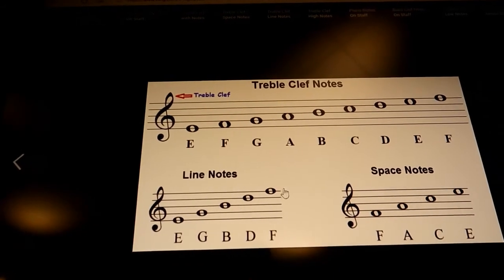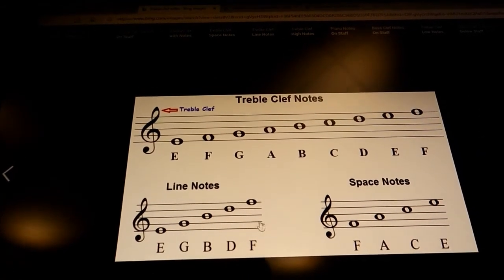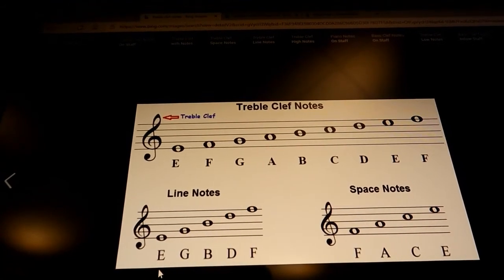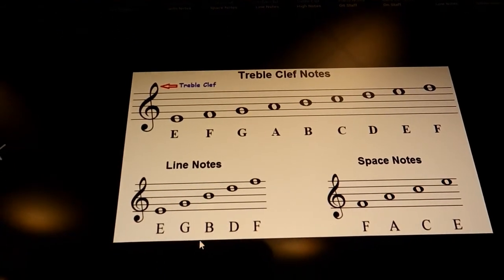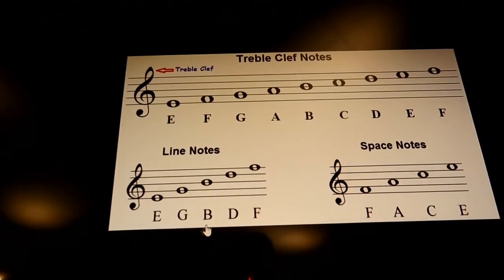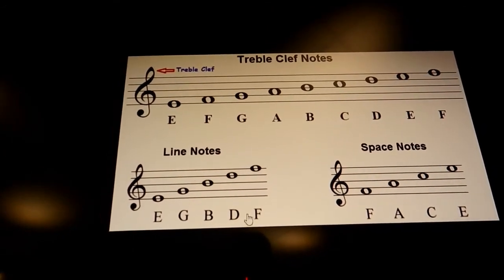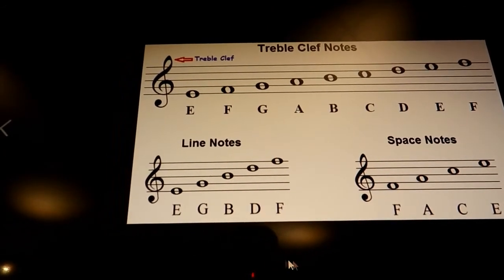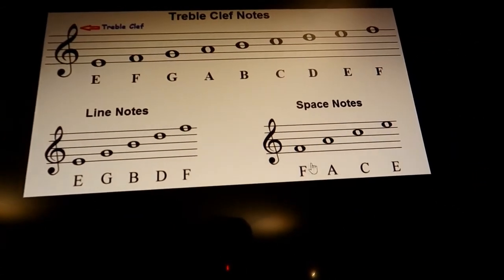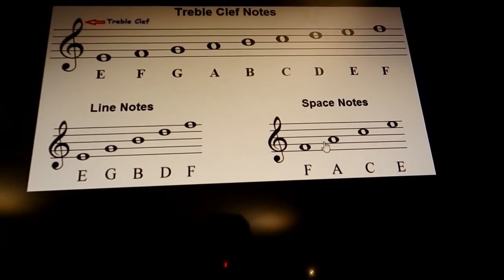If we just look at the lines, you see we have E, G, B, D, F. And you can remember that by making up a sentence. The most traditional one that was usually used back in the good olden days was every good boy does fine, okay? But you can have every girl buys delicious fudge, or every good boy deserves fudge, or whatever sentence you can think of, okay? Spaces are a little easier because face, F-A-C-E, rhymes with space, okay?